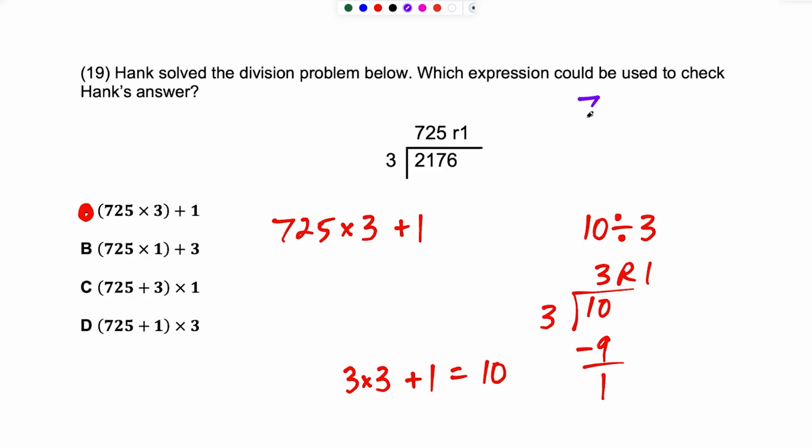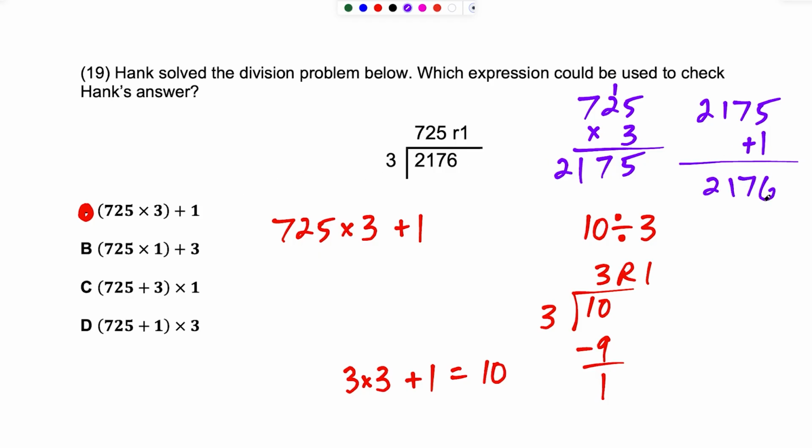We could do 725 times 3, and we have 3 times 5 is 15, carry the 1, 3 times 2 is 6, plus 1 is 7, and then 3 times 7 is 21. And notice how we have 2,175, and if we add the remainder 1, this gives us 2,176, which is the original thing we are dividing into. Okay, so that's how I know choice A is definitely good.